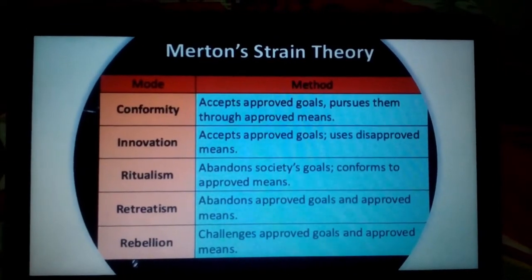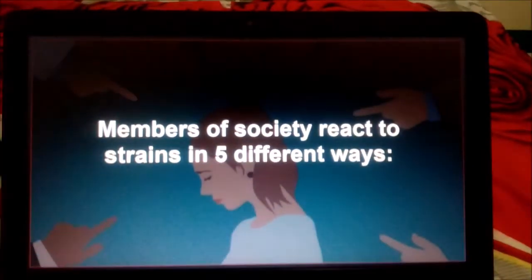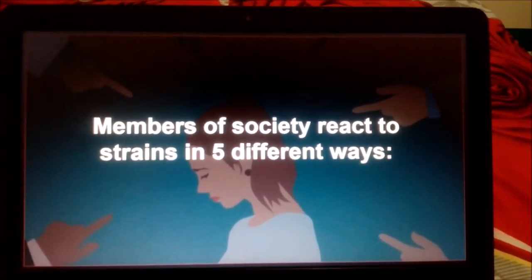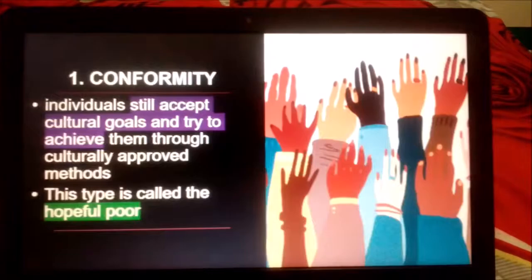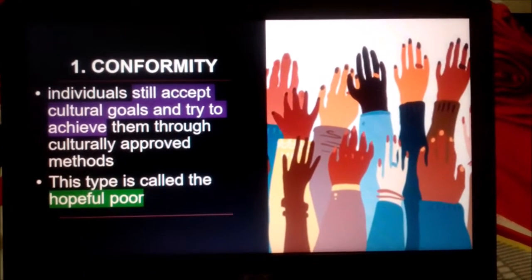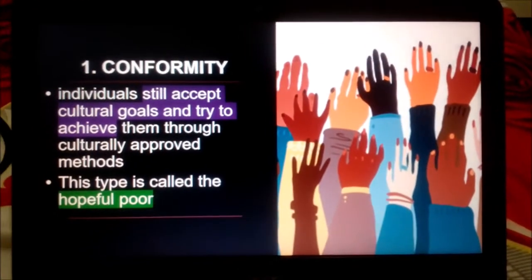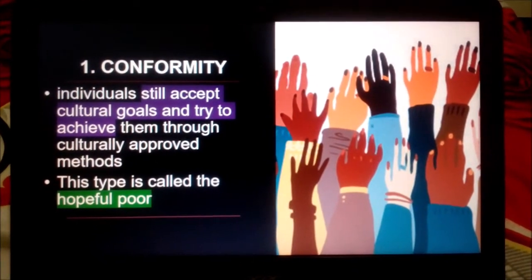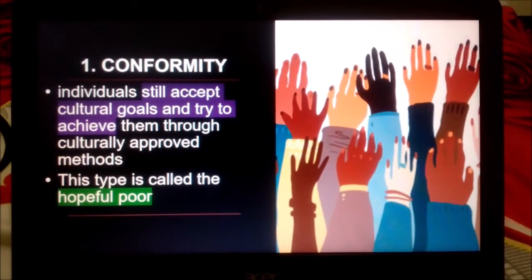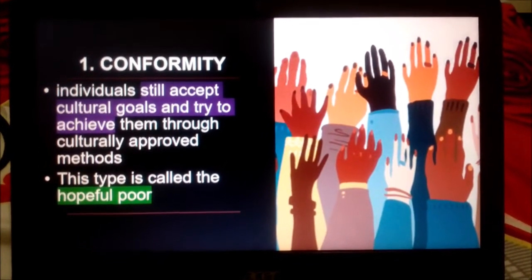So, malalaman natin kung ano-ano tong 5 na to. So, members of society react to strains in 5 different ways. So, yun yung 5. First one, what is conformity? According to the reference, conformity means individuals still accept cultural goals and try to achieve them through culturally approved methods.